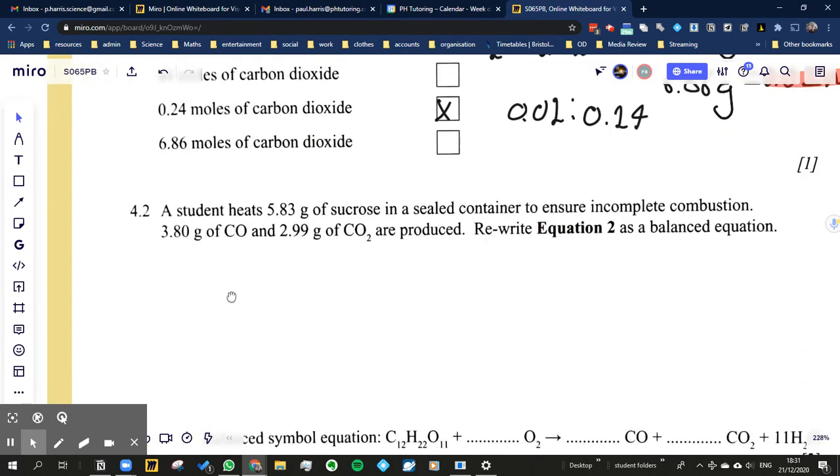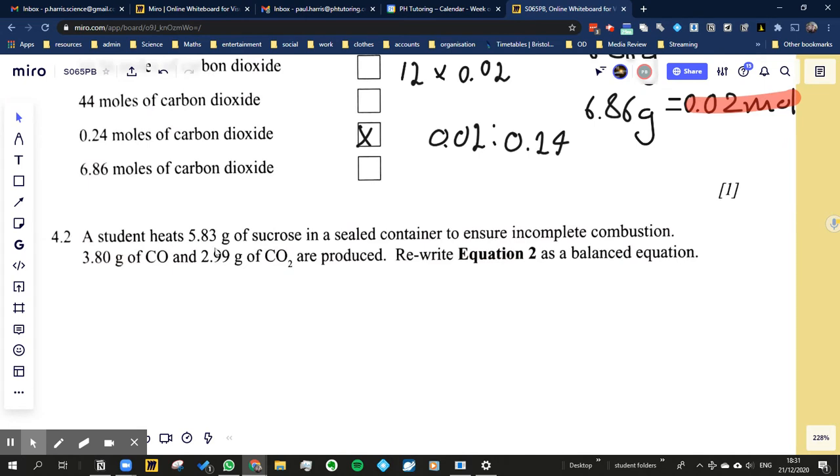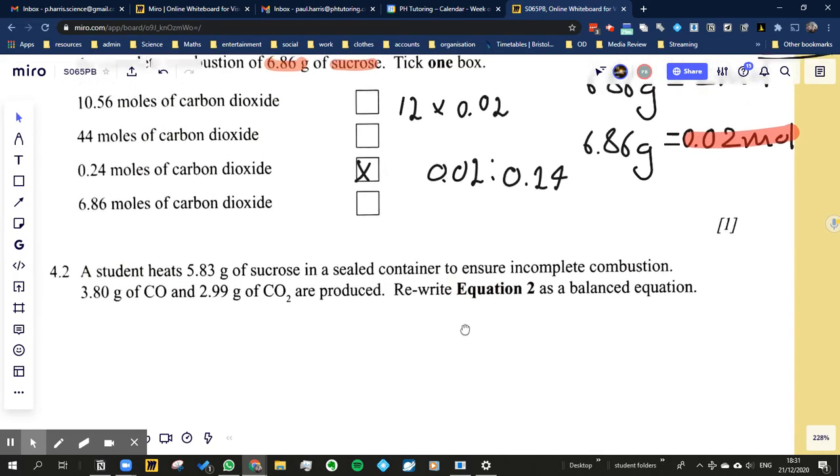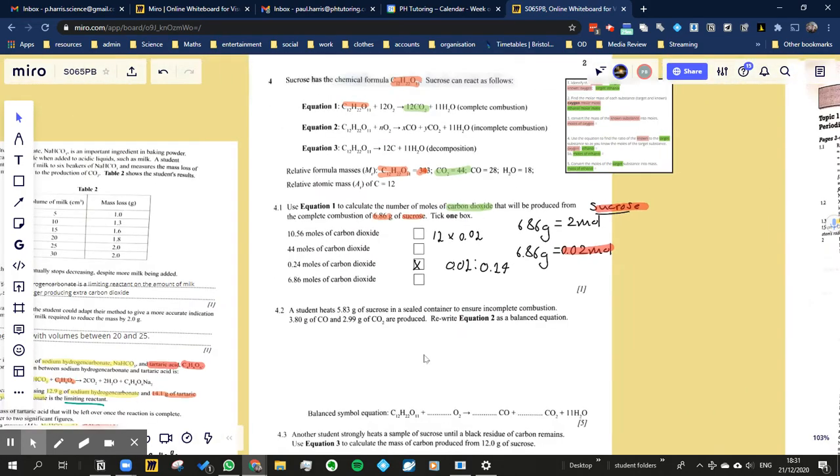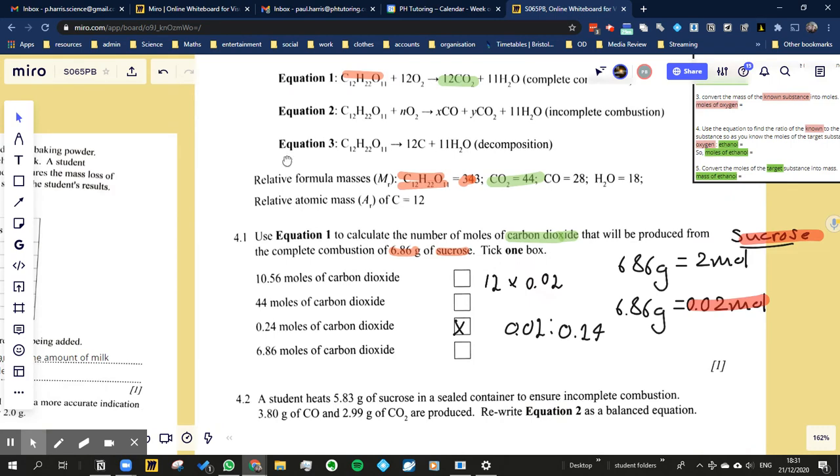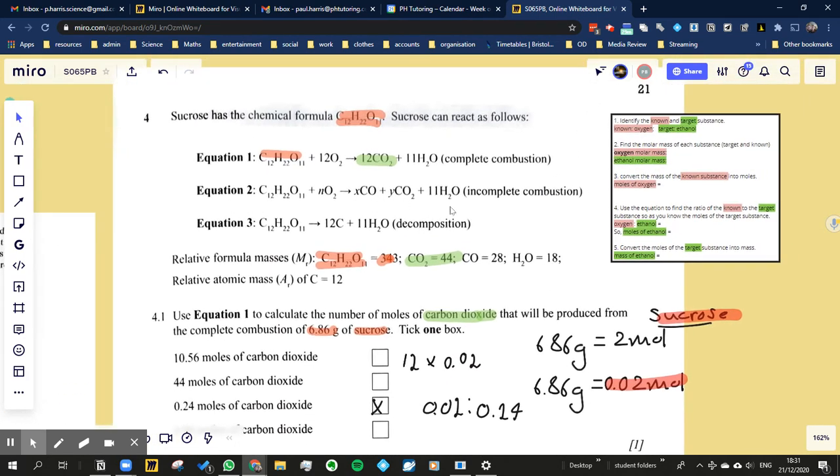So looking at the second part, a student heats 5.83 grams of sucrose. This is going to be the known substance, isn't it? In a sealed container to ensure incomplete combustion, 3.80 grams of carbon monoxide and 2.99 grams of carbon dioxide are produced. Rewrite equation 2 as a balanced equation. Let's have a look at equation 2. As you can see, we have some unknown values here.